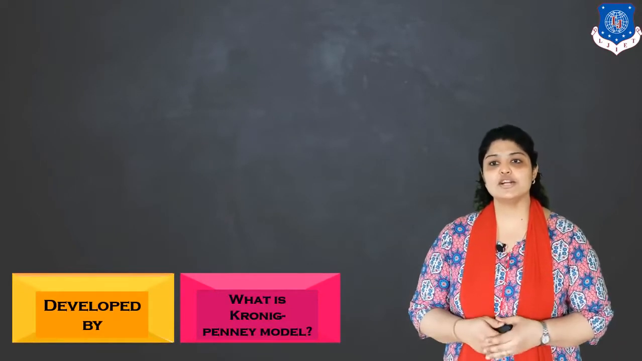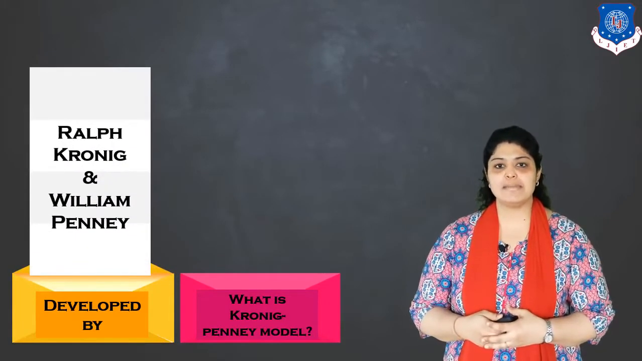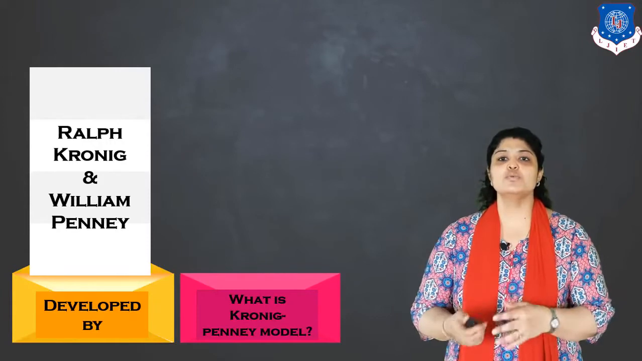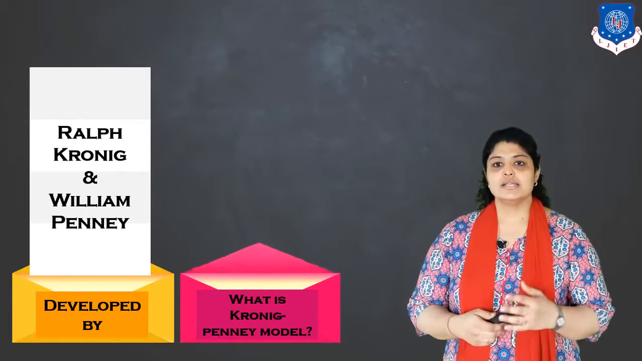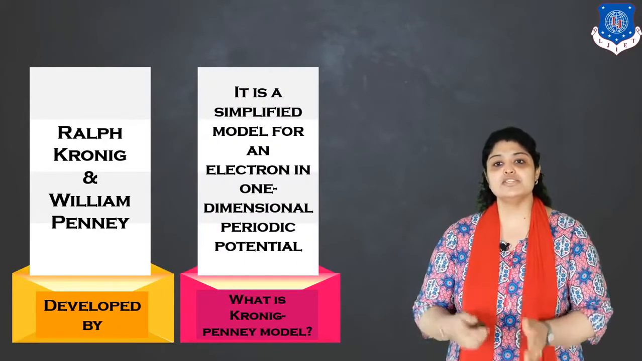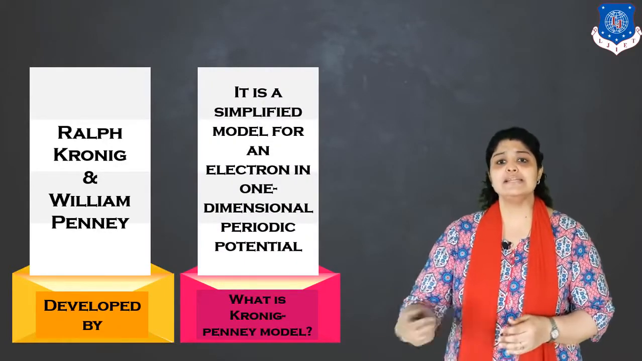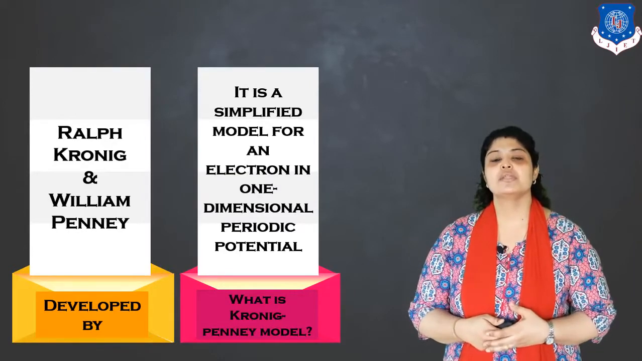What exactly is the Kronig-Penney model? Who developed it? It was developed by Ralph Kronig and William Penney, the two physicists who proposed this model. This is a simplified model for an electron in a one-dimensional periodic potential. I'll be discussing later what exactly is one-dimensional periodic potential.